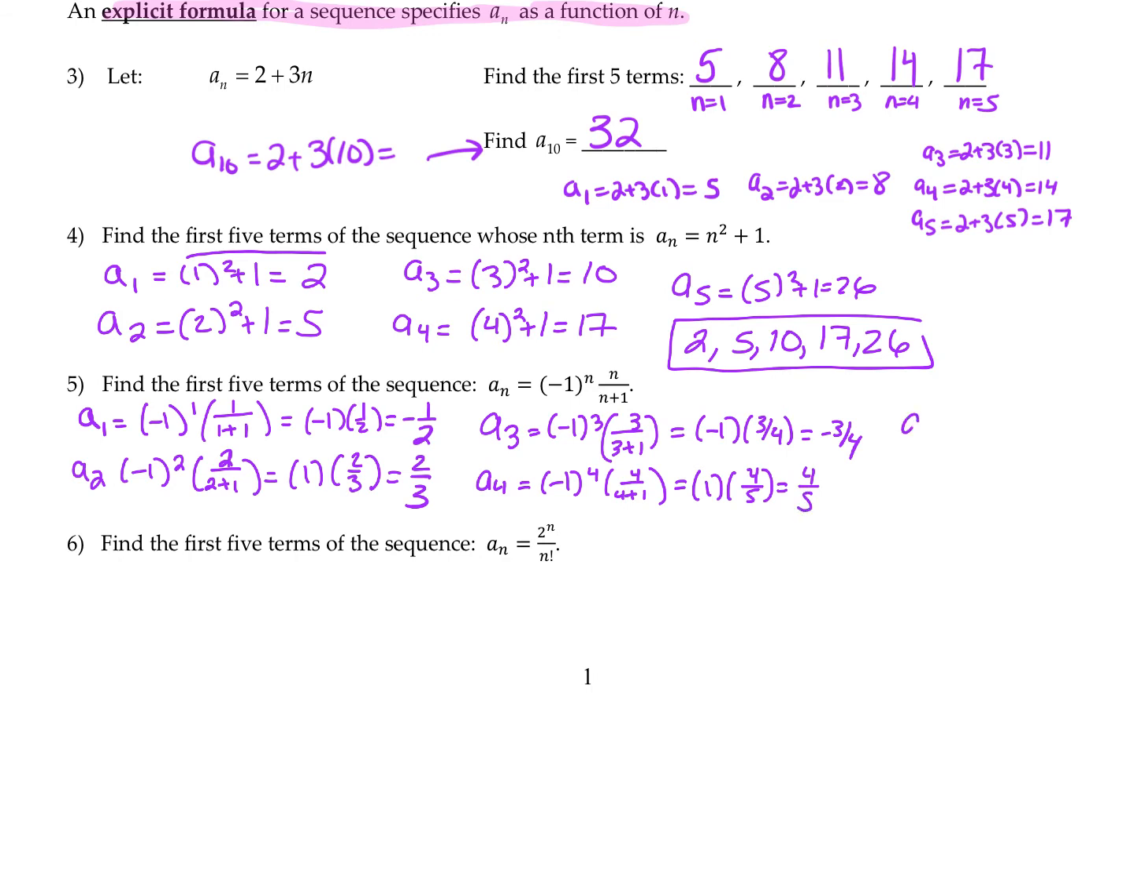And 4/5. And then A5. So my sequence would be negative 1/2, 2/3, negative 3/4, 4/5, and negative 5/6.